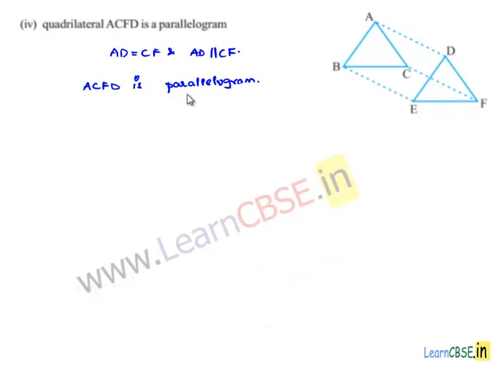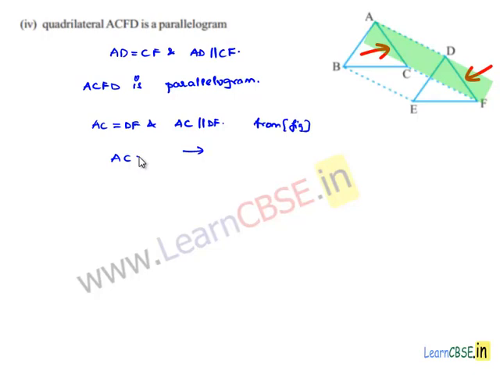Now as ACFD is a parallelogram, we can say AC is equal to DF and also AC is parallel to DF from figure. Now from this we can say that AC is equal to DF, and this is what our fifth proof required. Now finally in the sixth part he asked us to prove that triangle ABC is congruent to triangle DEF.